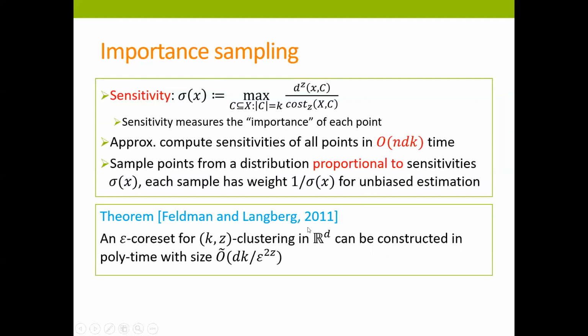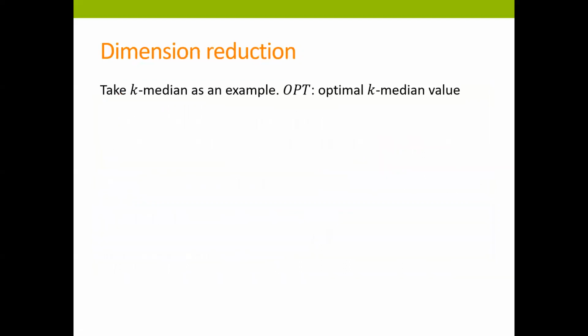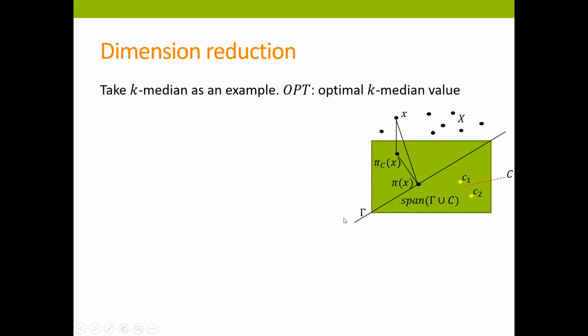As mentioned before, this importance sampling framework leads to a coreset of size O tilde of dk over epsilon to the 2z. Since D can be as large as n, we want to remove the size dependence on D. The idea is dimension reduction. We take k-median as an example and let OPT represent the optimal k-median value.